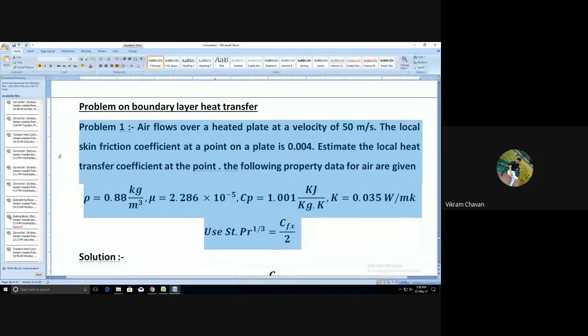the local heat transfer coefficient at the point. The following property data for air are given.